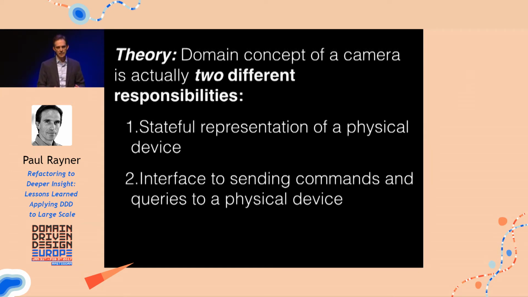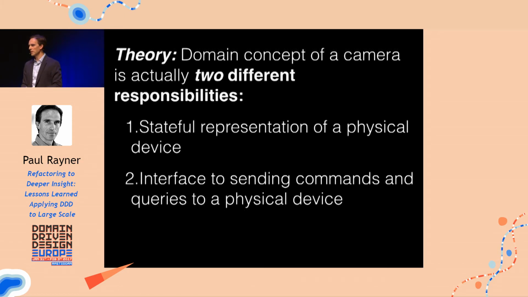And then the second thing is, so that's seeing camera as a thing, and this one is seeing camera as something that you can interact with, right? And focusing on the interaction and sending commands and queries to that physical device. So first one is almost like camera as a noun, and the second one is camera as a verb and what we can do with that.